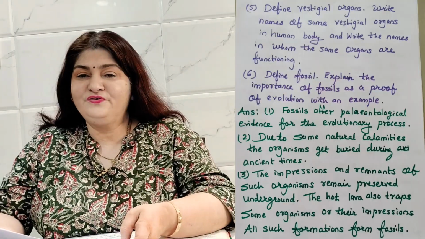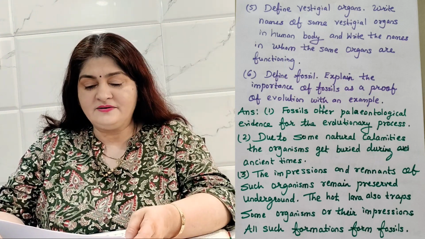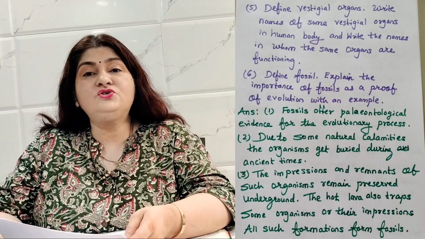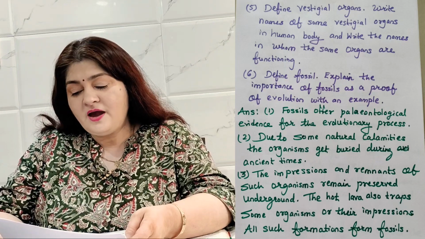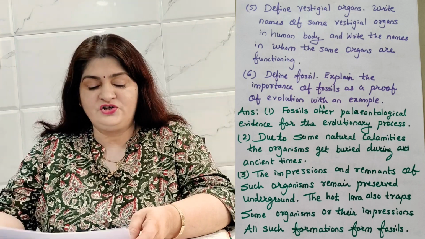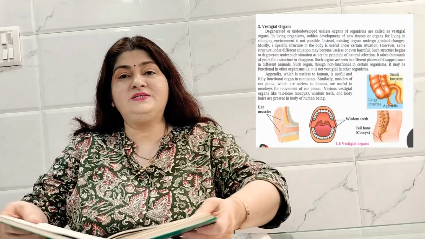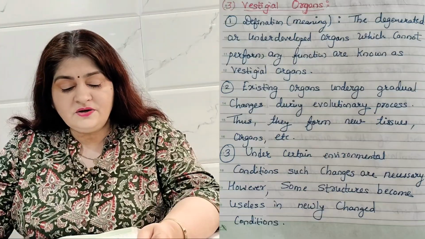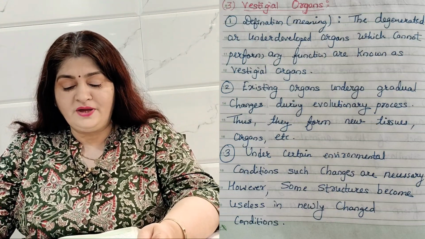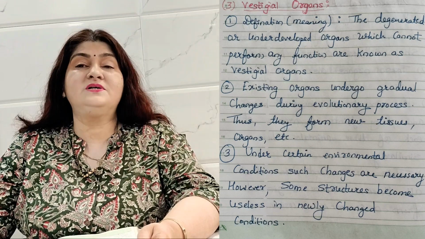So now we are on the fifth question of question number 3, and that is define vestigial organ. Write names of some vestigial organs in a human body and write the names of animals in whom the same organs are functioning. So what is a vestigial organ? The degenerated or underdeveloped organs which cannot perform any functions are known as vestigial organs.